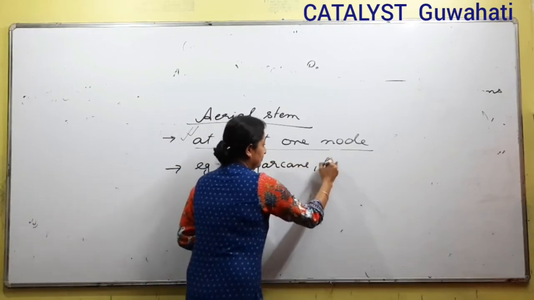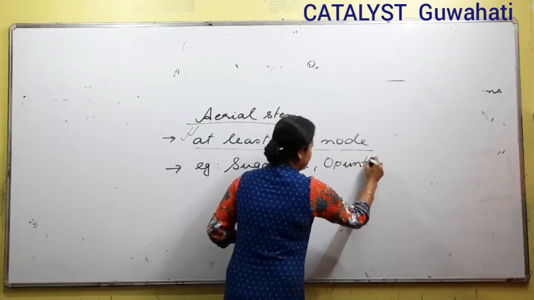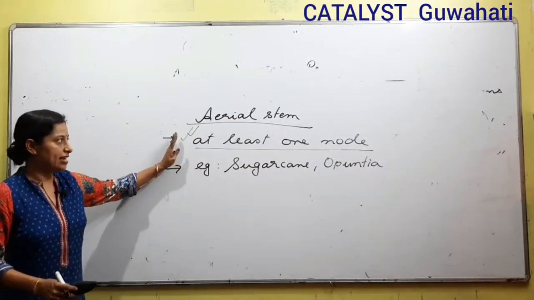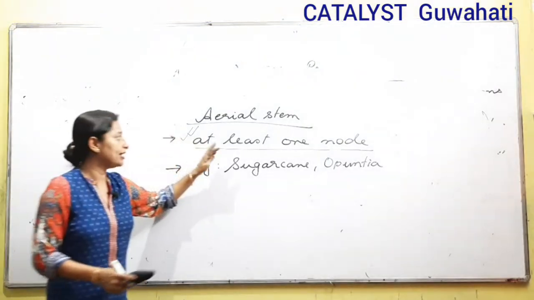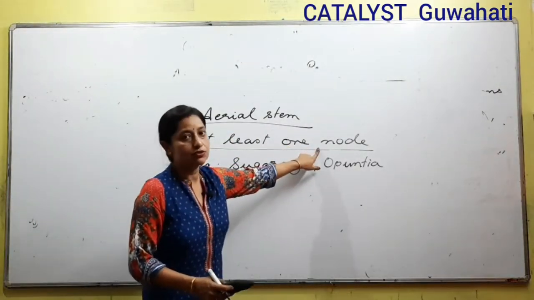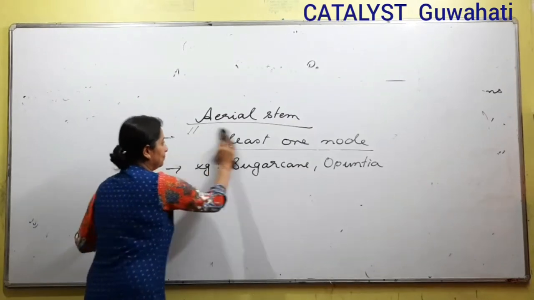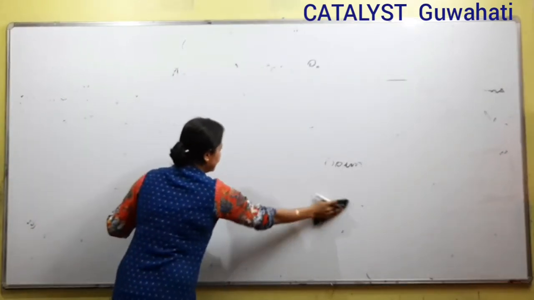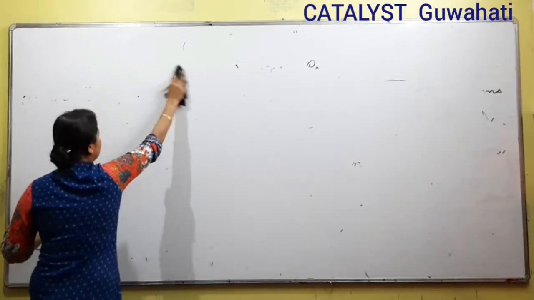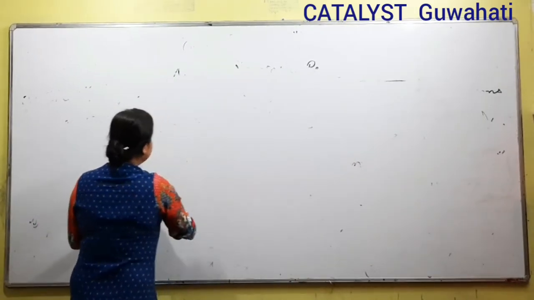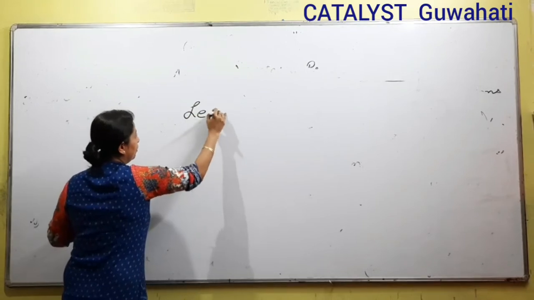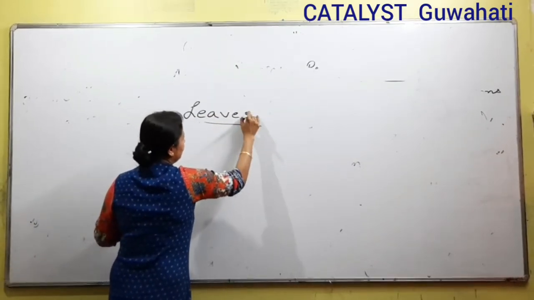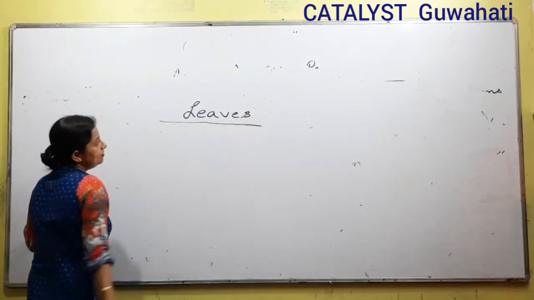sugarcane, opuntia, etc. So sugarcane and opuntia are examples of some aerial stems. So for a part of an aerial stem to take part in vegetative reproduction, it is important to keep one node. So this is all about stem. Next, we know not only stems take part in vegetative reproduction, but leaves can also be a means of vegetative reproduction.